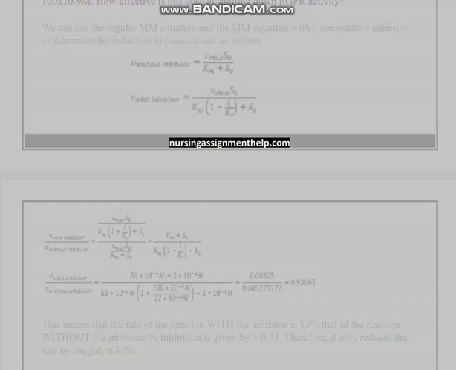This means that the rate of the reaction with the inhibitor is 93% that of the reaction without the inhibitor. Percent inhibition is given by 1 minus 0.93. Therefore, it only reduces the rate by roughly 6.94%.